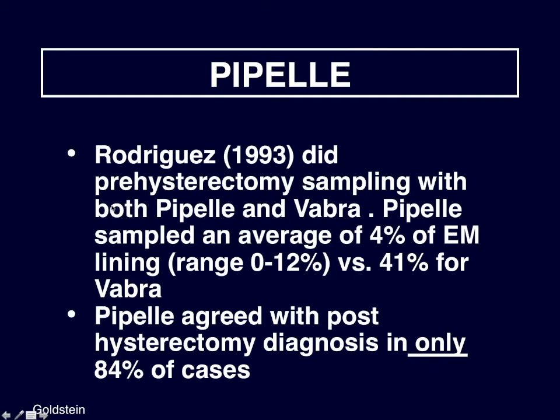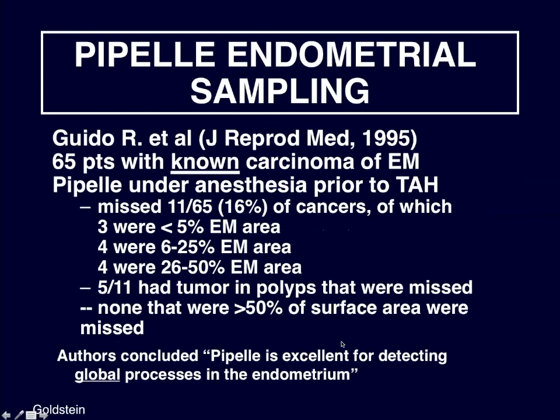Rodriguez also studied this. He did prehysterectomy sampling with both PIPELLE and Avabra. What used to be the standard before PIPELLE was a re-sterilizable suction tip attached to a machine that was relatively painful, sort of like an in-office DNC. PIPELLE sampled an average of 4% of the endometrial surface area, range 0 to 12%, versus 41% for Avabra. PIPELLE agreed with post-hysterectomy diagnosis in only 84% of cases.